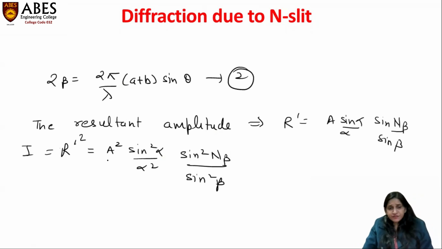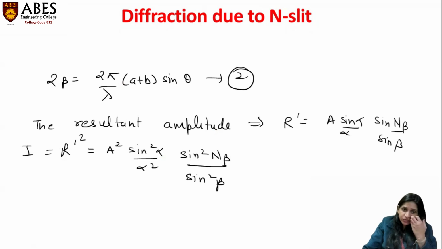Now it is a bit different from the single slit. In single slit, what was the intensity equation? A square sine square alpha over alpha square. Here, you can see there is a second term as well.